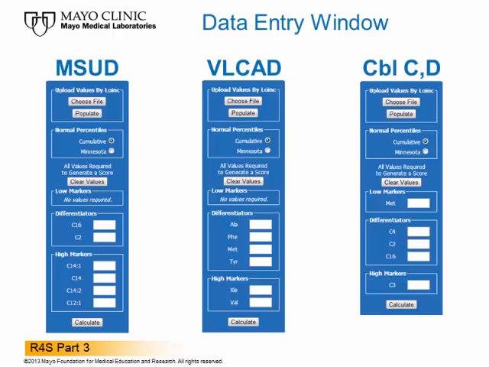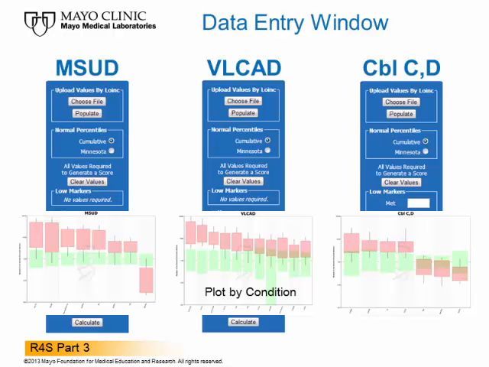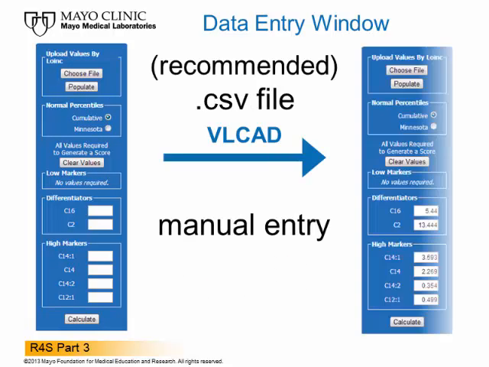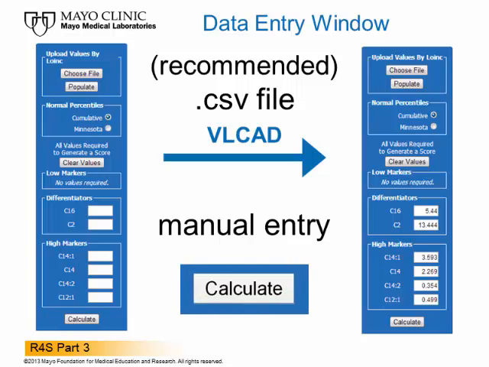The first one is a data entry window, shown here for the 3 model conditions. In the lower section, the data entry fields are empty and are arranged in 3 groups: low markers, only shown in the cobalamin C and D tool on the right side, differentiators, and high markers. These analytes correspond to the biochemical phenotype established by the respective plot by condition. Data can be entered either manually or preferably by uploading a comma-separated value, abbreviated as CSV file. The score is calculated by clicking the Calculate button at the lower end of the window.